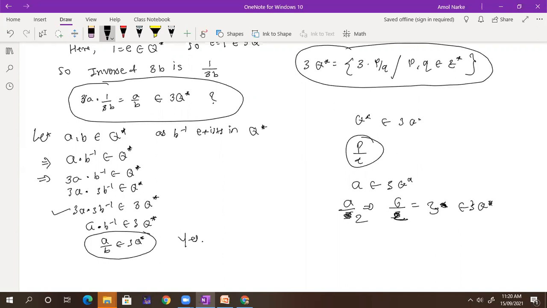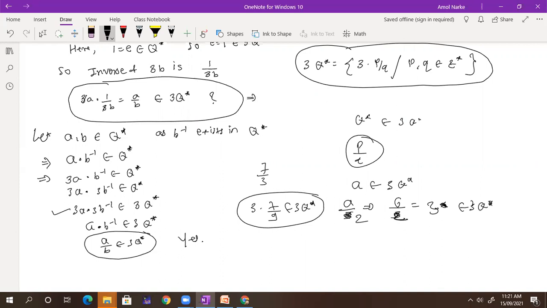You are able to write that number A divided by B is equal to 3 into A by 3B. So you can give me any number, any division, A divided by B, and I can write that A divided by B in this form. Someone is saying, sir, 7 divided by 3. So you can write 3 into 7 divided by 9. Am I correct? Yes. And which belongs to 3Q star. Are you getting what I'm trying to say? So when we have A divided by B, you have another way to write it.